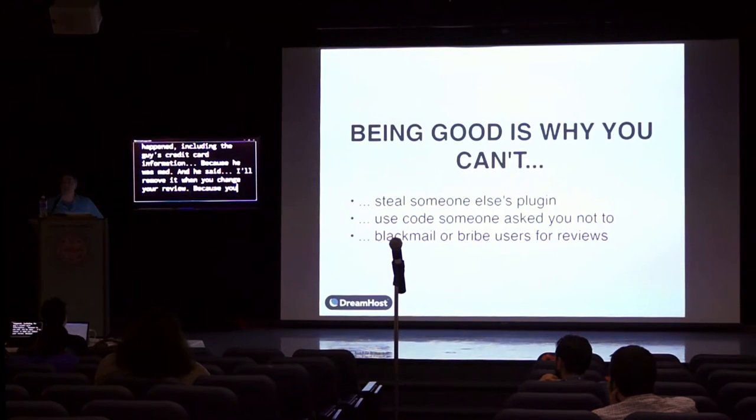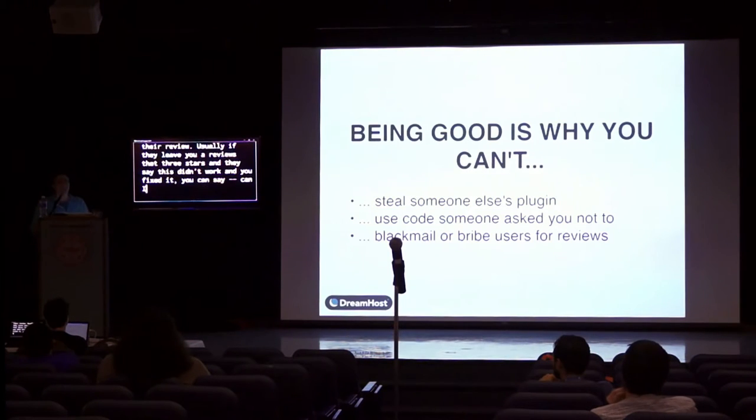Because you can edit your reviews on WordPress.org, by the way. If you didn't know that, you can ask someone to edit their review. Usually, like if they leave you a review that's 3 stars and they say, but this didn't work, and you fix it, you go back and you say, well, I fixed it. Could you possibly change your review to 4 stars? Thank you. Most people will do that. This guy said, I'll remove this stuff and I'll give you your money back if you leave me a 5-star review. So the guy left a 5-star review, got the money back, and then immediately turned around and told on him.